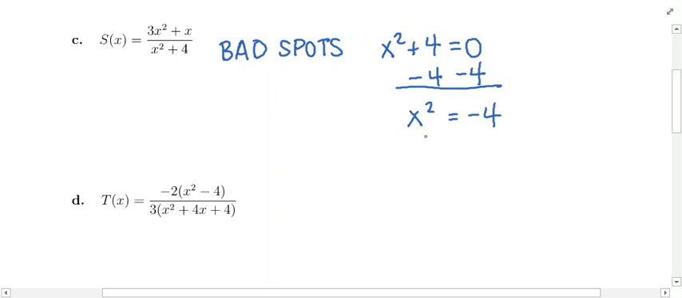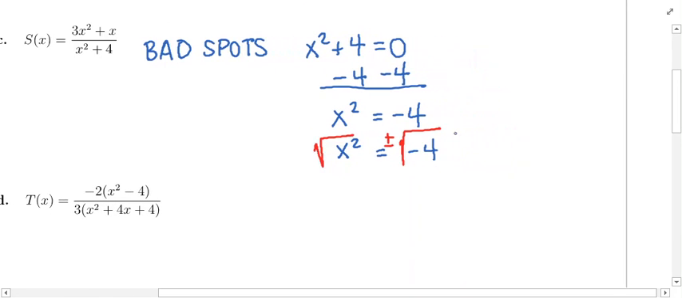You have something squared equal to a number. So the easiest thing to do here is to take the square root of both sides. Don't forget to put the plus or minus out front. So if we simplify this, on the left, the square and the square root cancel, leaving you with x. And then on the right side, we have plus or minus the square root of negative 4. There's a negative sign under the square root.